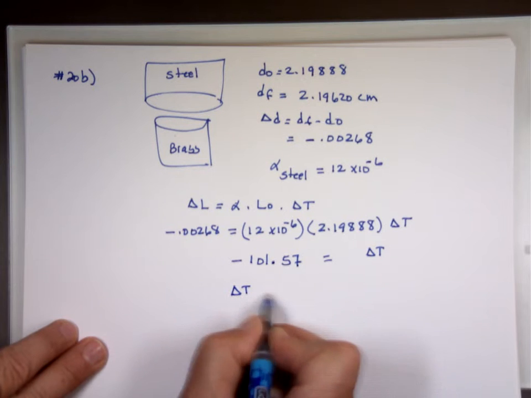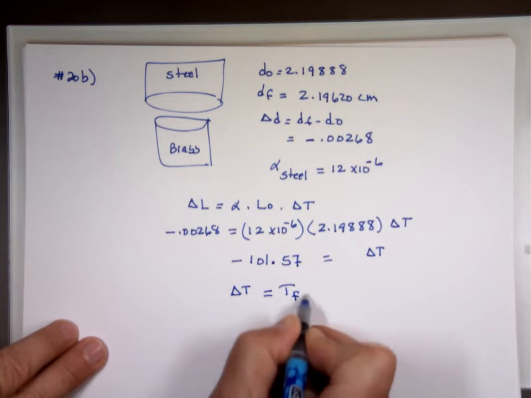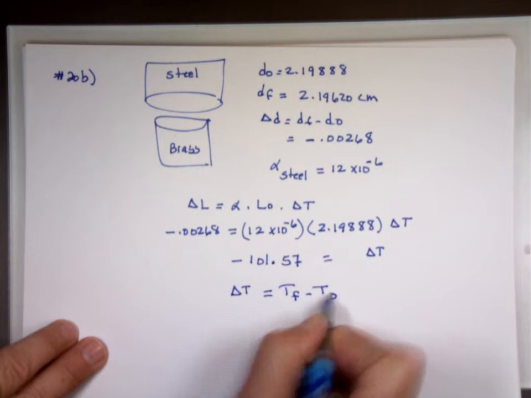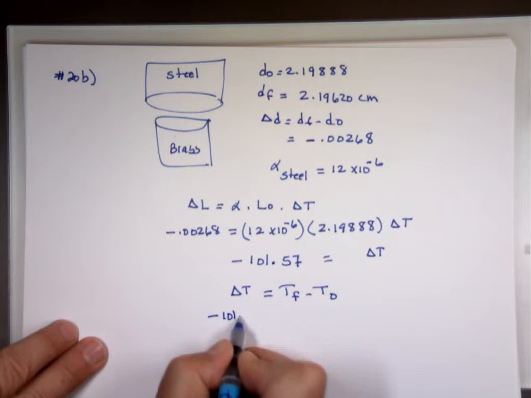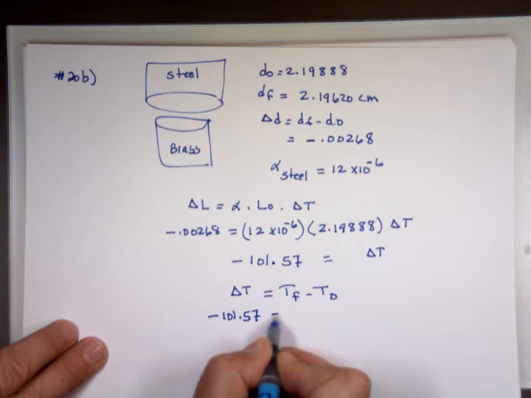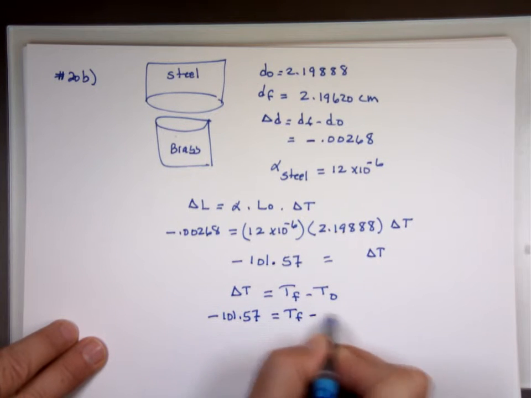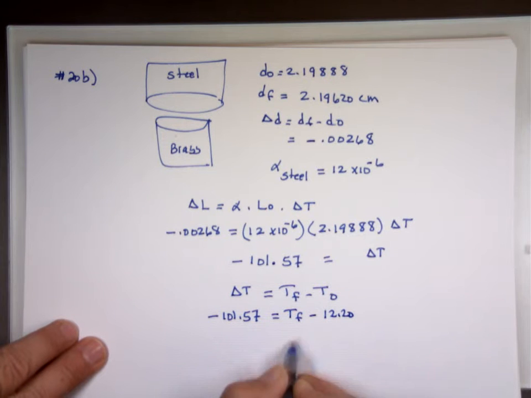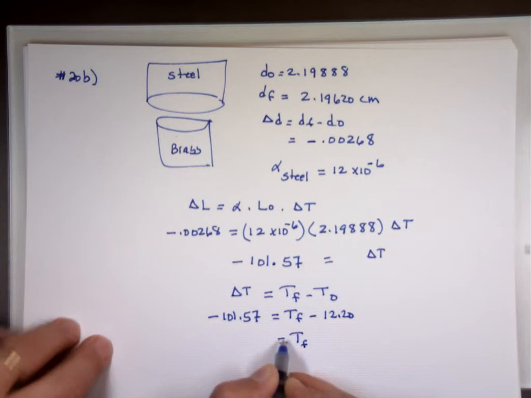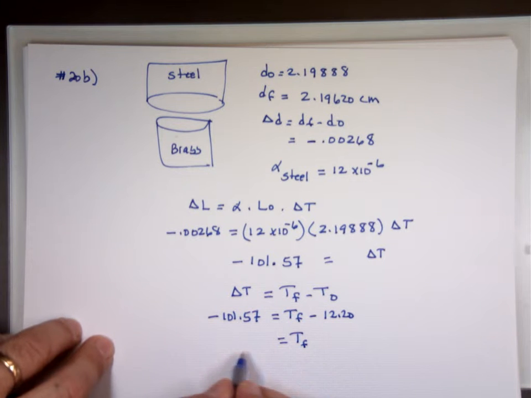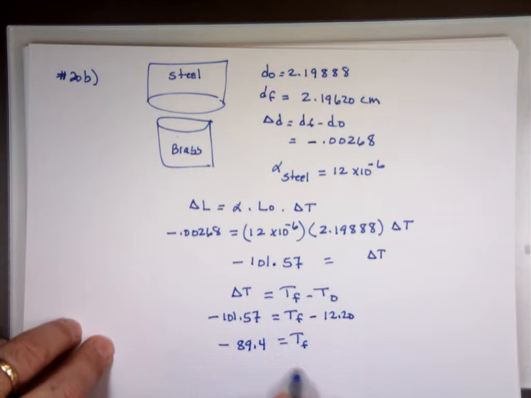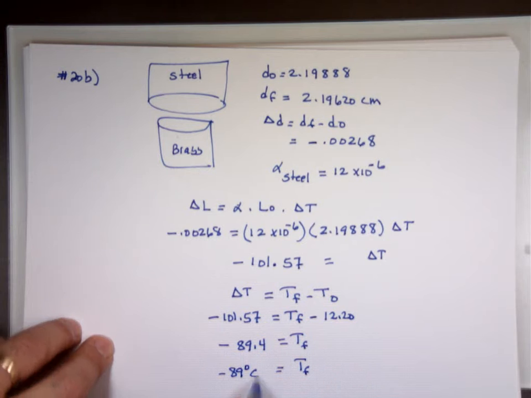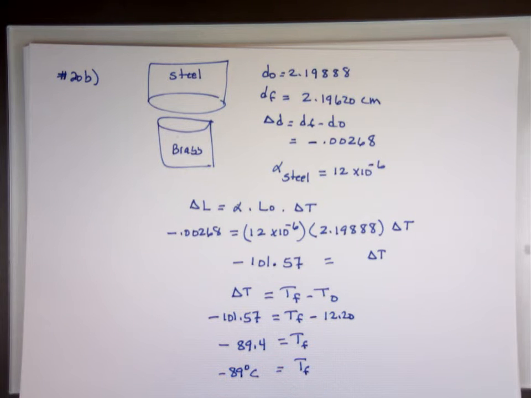Change in temperature is what? T final minus T initial. 101.57. The initial temperature was 12.20. T final has to be negative 89.4. Two significant digits, T final is negative 89 degrees Celsius. So let's try that answer.